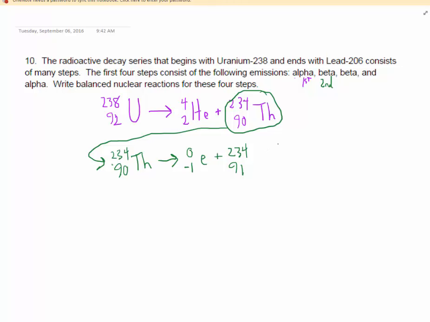And so we look this up. 91 is going to be, let's see if I can pronounce this correctly, 91 is protactinium, Pa. So that is our second evolution. And then it is still unstable, so it's going to go through a nuclear decay. So 234, 91.